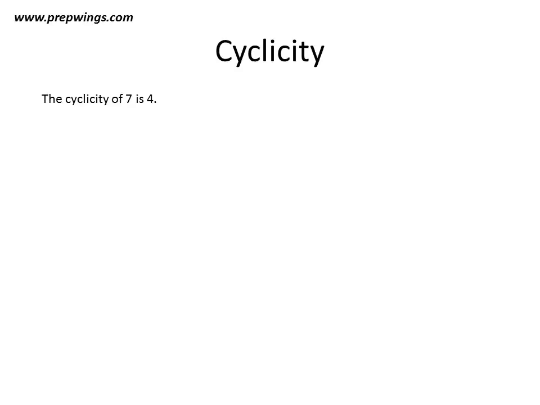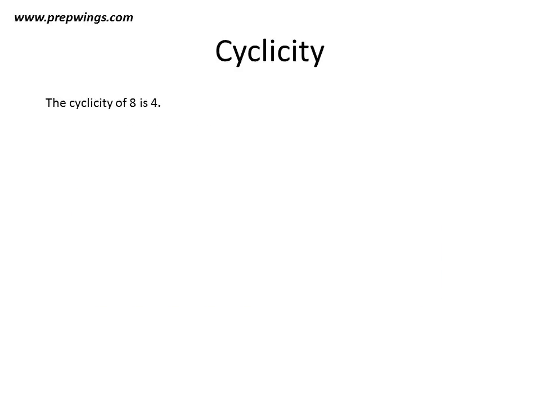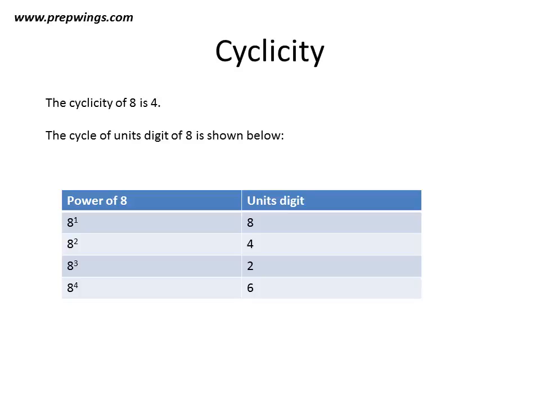Now looking at 7. 7 has a cyclicity of 4, and the cycle is shown below. So the cycle of 7 over here is 7, 9, 3 and 1. Now similar to 7, the cyclicity of 8 is also 4, and it is shown over here. If you look at the cycle of 8, it says 8, 4, 2 and 6.